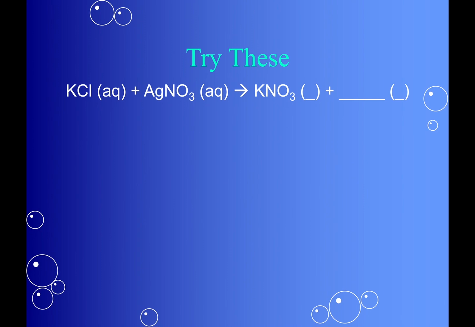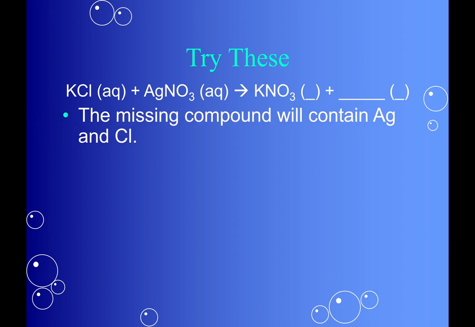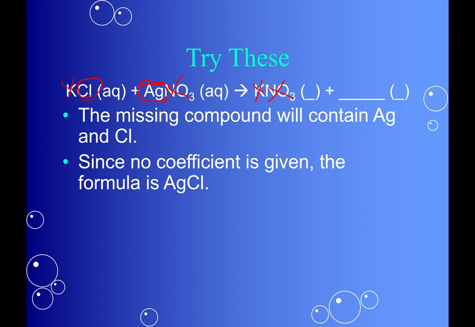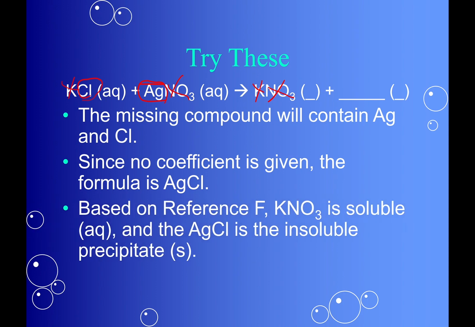So again, we're starting with 2 reactants, potassium chloride and silver nitrate, which react to form potassium nitrate and something else. We don't know the phases of either of the other 2 products. We know that the missing compound is going to contain silver and chlorine because we have a potassium here, a potassium there, a nitrate here, and a nitrate here. We're missing the silver and we're missing the chlorine. So we know those are the 2 pieces that have to be there. No coefficient is given, therefore the formula is going to have to be AgCl.